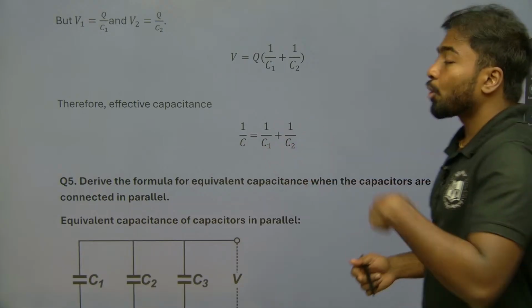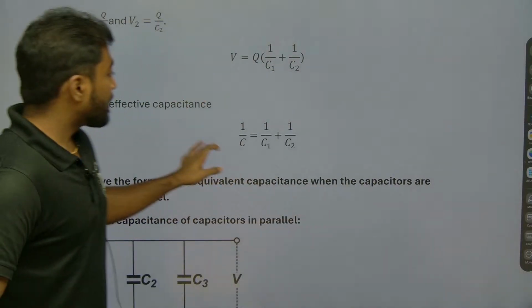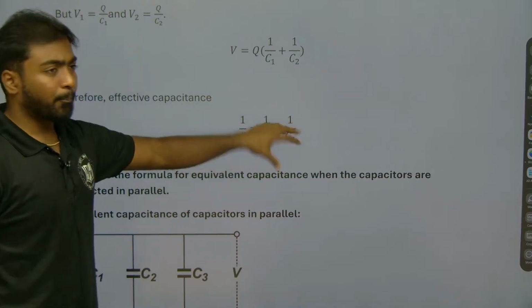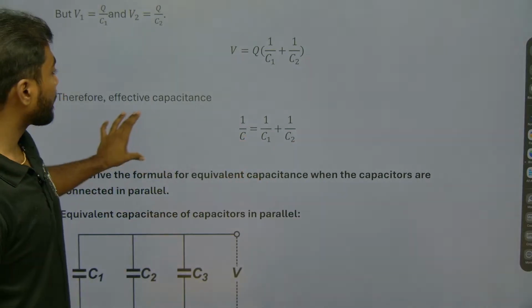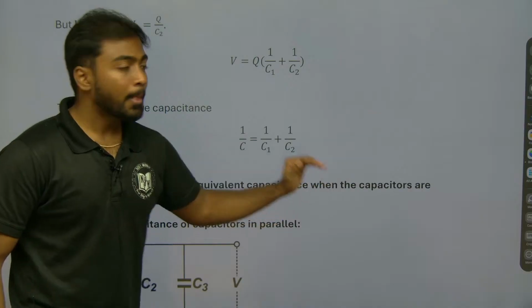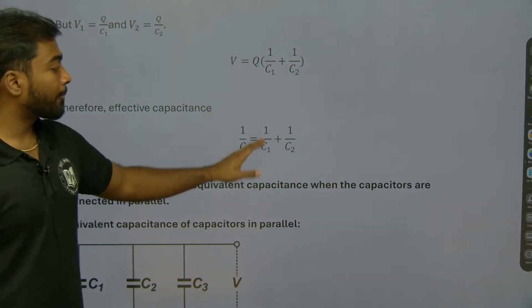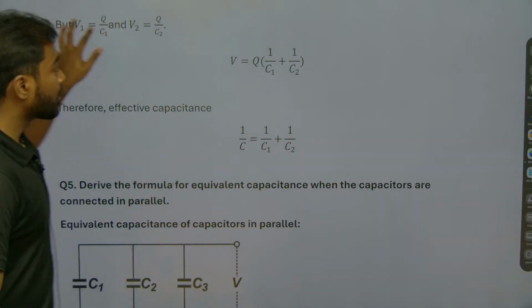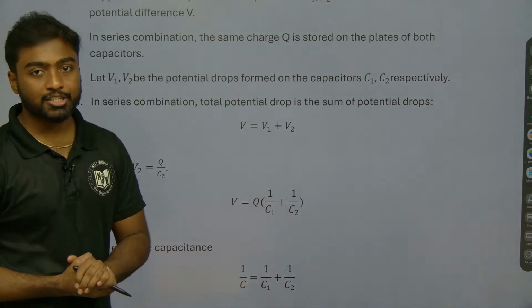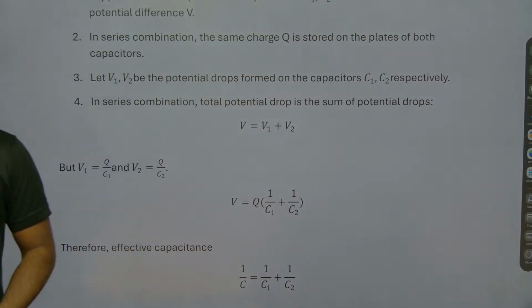For parallel, it is C equals C1 plus C2 plus C3 up to Cn. So it is the opposite of resistance. For resistances in series, we add R1 plus R2 plus R3, but for capacitance in series, it is 1 by C1 plus 1 by C2. So this is the derivation of capacitance in series condition. You can take a note of this.